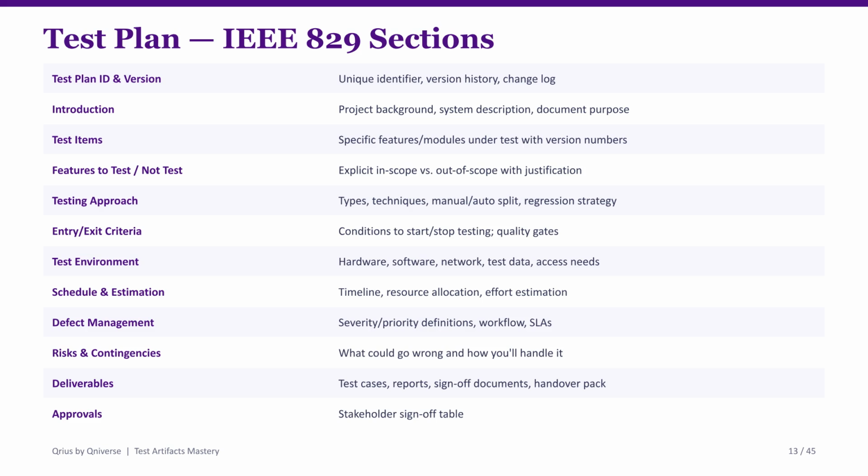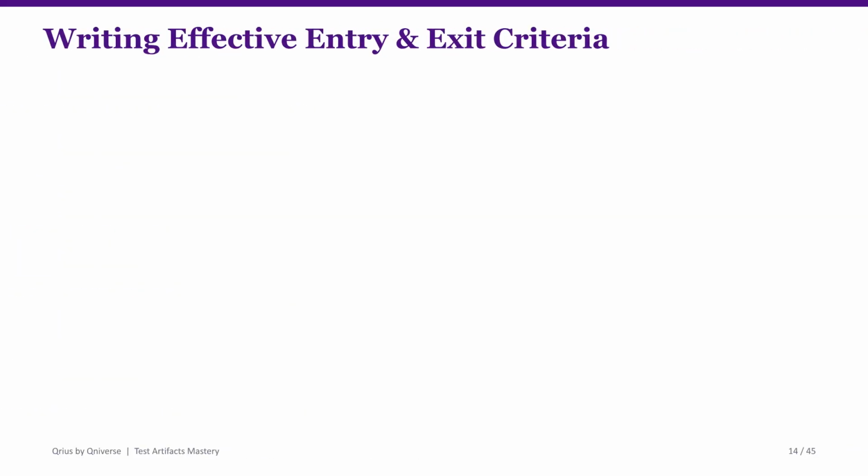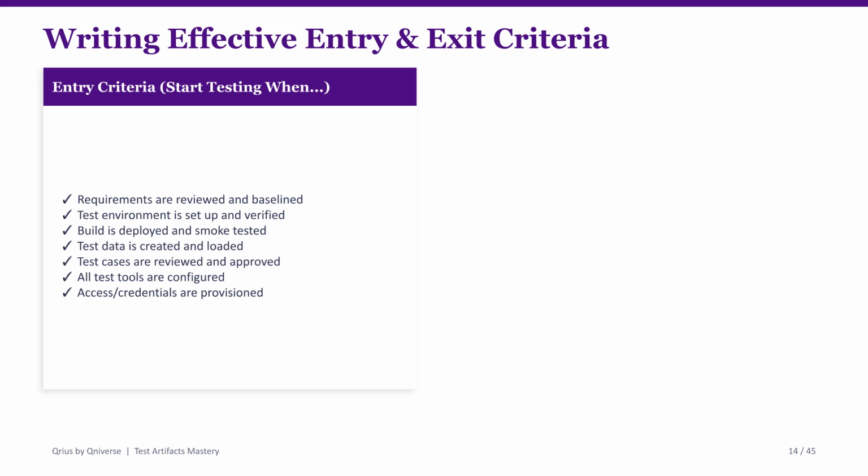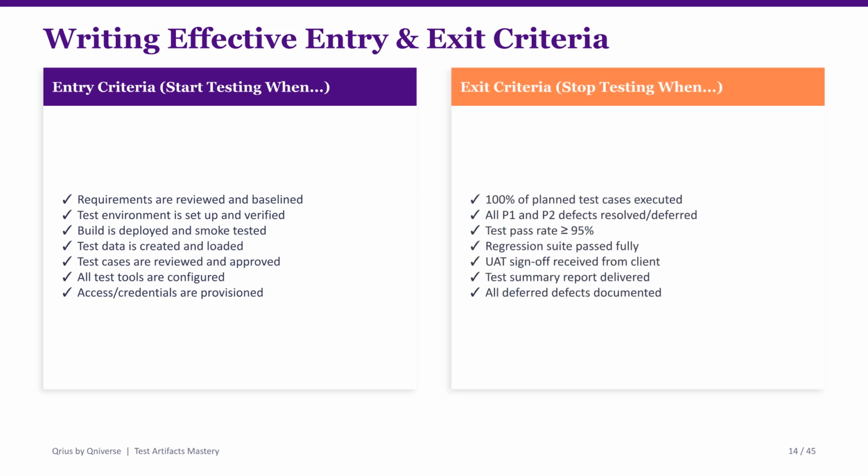These sections cover everything from defining test items and the testing approach to managing defects and specifying deliverables. Effective entry criteria ensure testing starts only when requirements, environments, builds, and test cases are ready. Exit criteria define when testing stops, typically requiring 100% execution, P1/P2 defect resolution, and stakeholder sign-off.